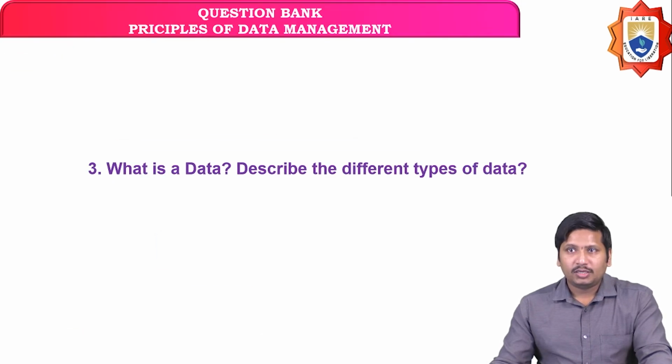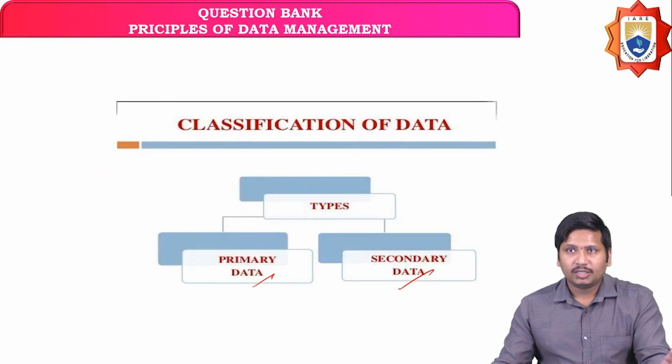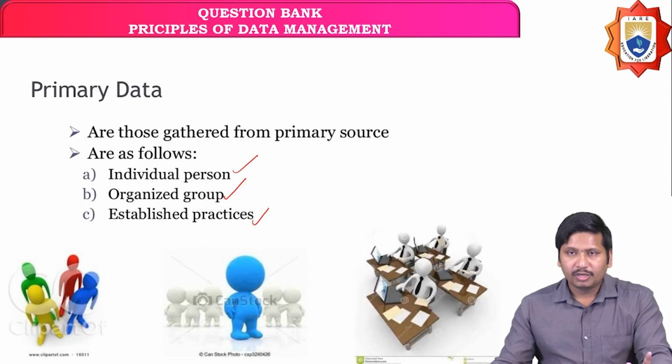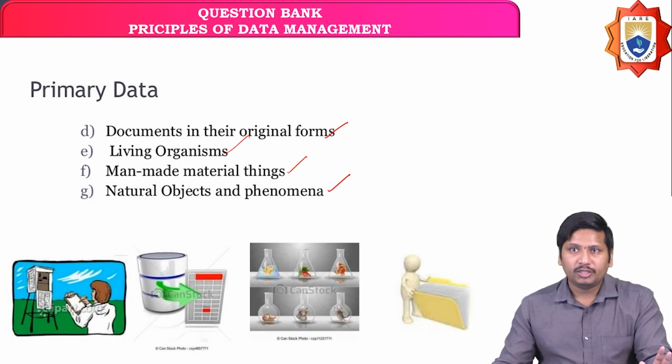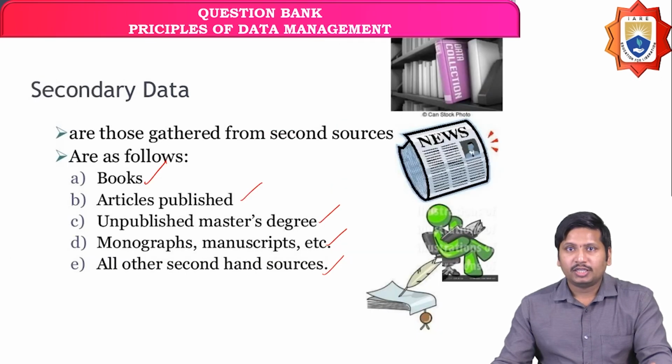Next is different types of data. Just now as I said, data is classified into two types, primary and secondary. Primary data is gathered from individual persons, organized groups, and established practices, or documents in their original forms, and living organisms, man-made material things, and natural objects and phenomena. And secondary data is gathered from books or published articles, unpublished master's degree theses, monographs, or manuscripts.